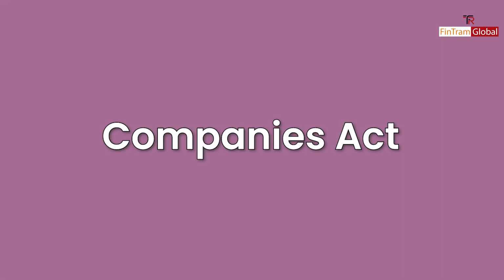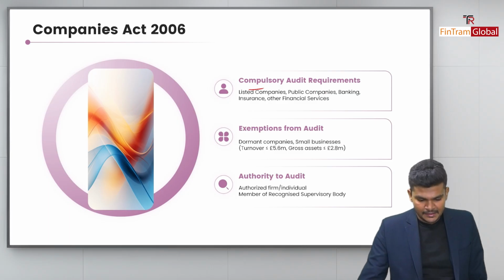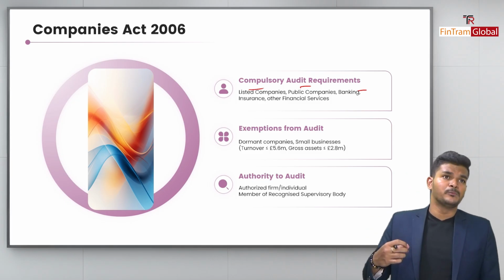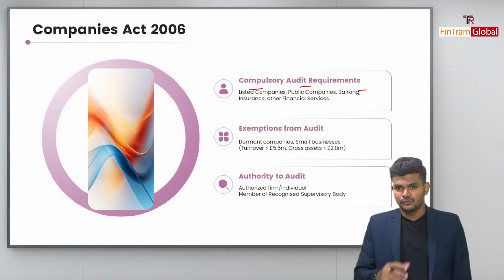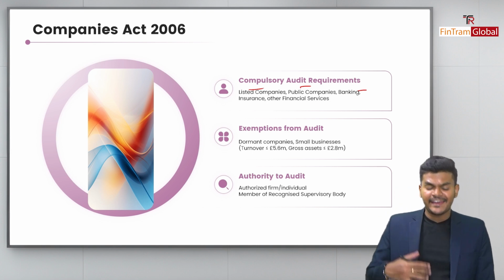And then, when we talk about the Companies Act, companies that are listed entities, public companies, as well as banks, insurance, and other financial services, these kinds of companies would require compulsory audit. There's no option to it, right? They have to be audited, right? And then there are certain companies that are exempt as well.